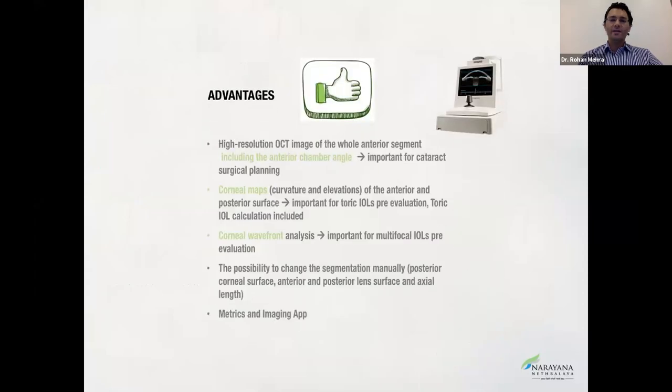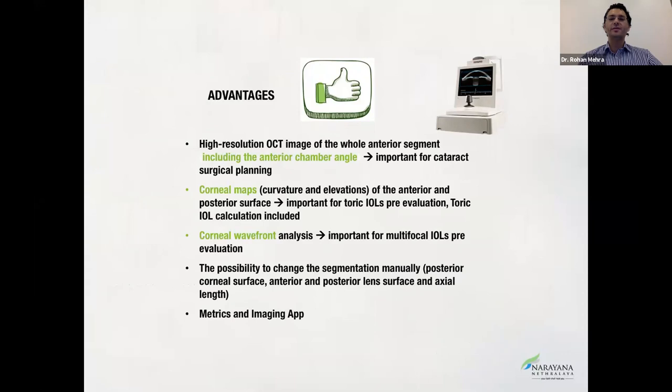So what are the advantages that the Anterion gives us? It has a high resolution OCT image of the whole anterior segment, including the anterior chamber angle, which is important for cataract surgical planning. The corneal maps, curvature and elevation of the anterior and posterior surfaces of the cornea, which is important for toric IOL pre-evaluation, and toric IOL calculation is also included in the software. The corneal wavefront analysis, which is important for multifocal IOL pre-evaluation, and the possibility to change the segmentation manually, the posterior corneal surface, anterior and posterior lens surface, and axial length. It also has the metrics and imaging app, which will be covered subsequently.